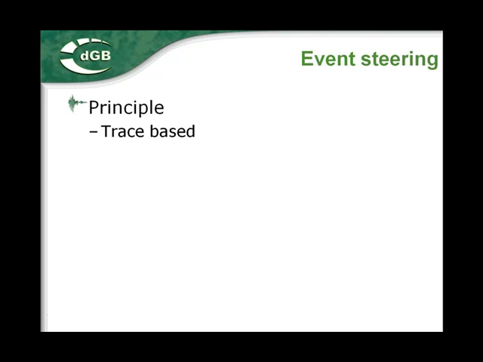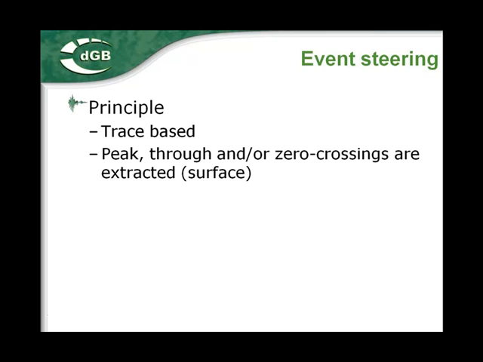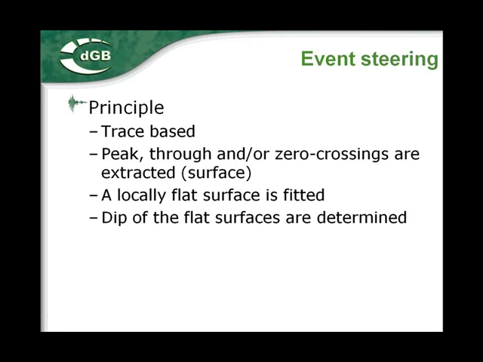Then the last algorithm is the event steering. We use that not that often in-house, but I will still treat it for completeness. This one is trace-based, so it works on one trace, or actually a set of traces at one time. On that set of traces, it picks the peaks, the troughs, and/or the zero crossings as surfaces. Those are locally fitted as a locally flat surface through the peaks, troughs, and zero crossings. And then the dip of these flat surfaces is determined.